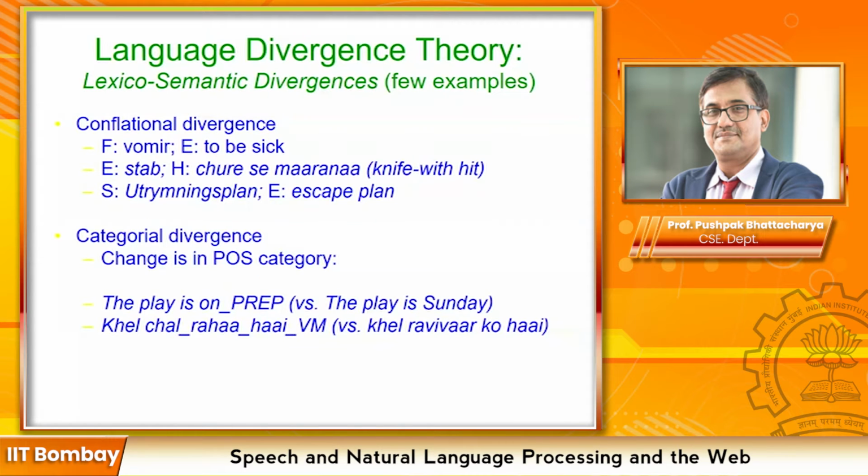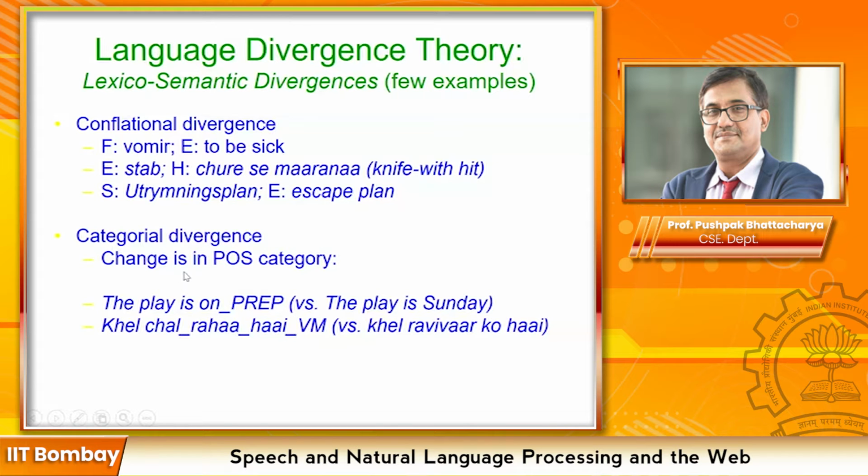Okay, so now, confusional divergence: we saw French vomir becoming to be sick. So one word to three word mapping. English stab becoming chure se marna in Hindi. So again one word to three word mapping.